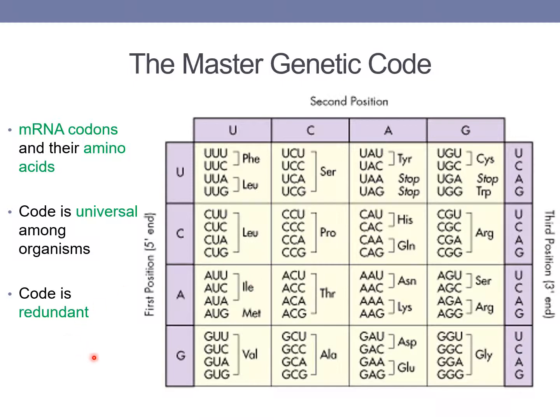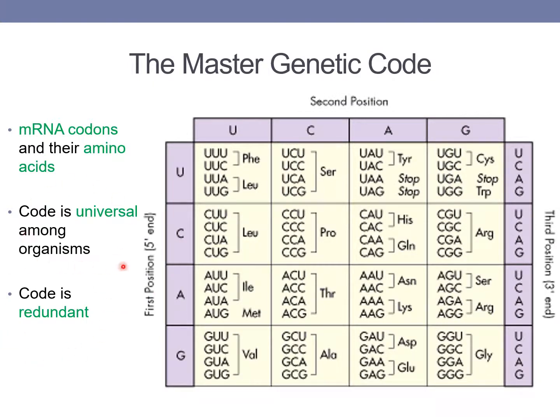So as I mentioned, mRNA contains the codons. mRNA contains the code for those amino acids. And this code is universal among organisms, meaning that you can use this code to decipher the amino acids for all organisms. So we can look at the messenger RNA of all those organisms and determine which amino acid will come next in the growing chain of proteins. This code is also redundant.